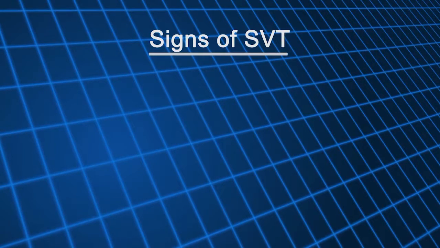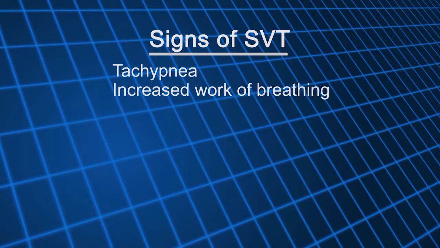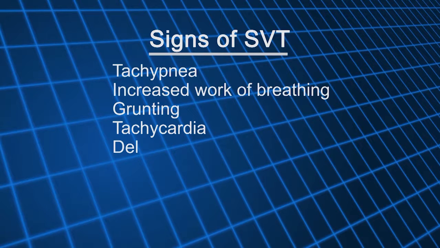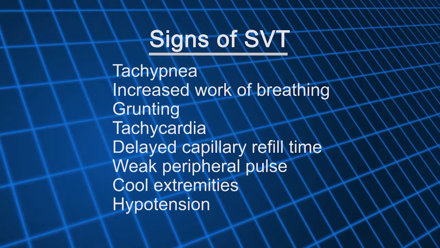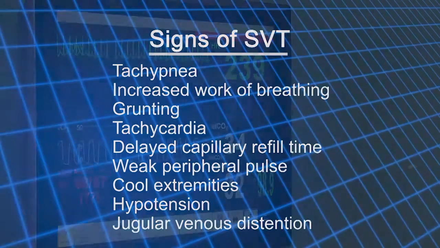Signs of SVT include tachypnea, increased work of breathing, grunting, tachycardia, delayed capillary refill time, weak peripheral pulse, cool extremities, hypotension, and jugular venous distension.